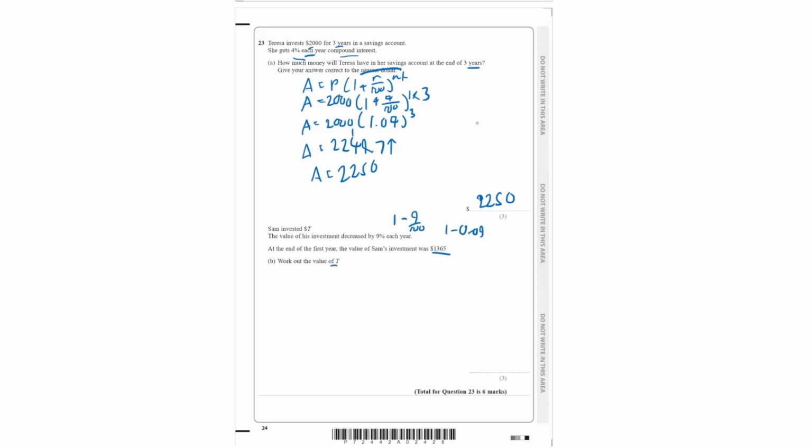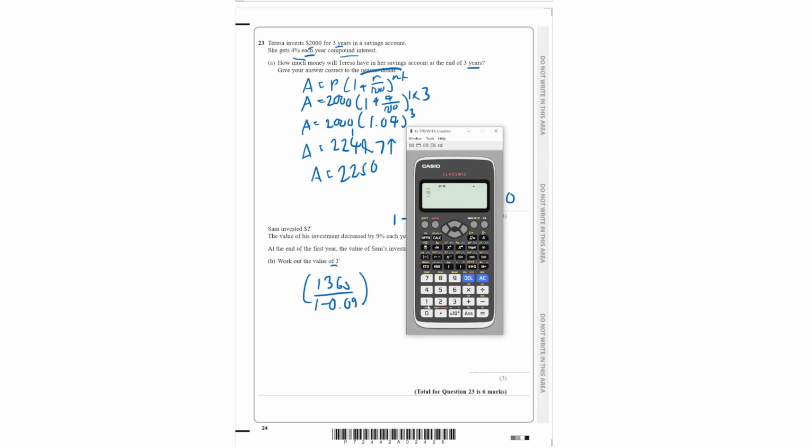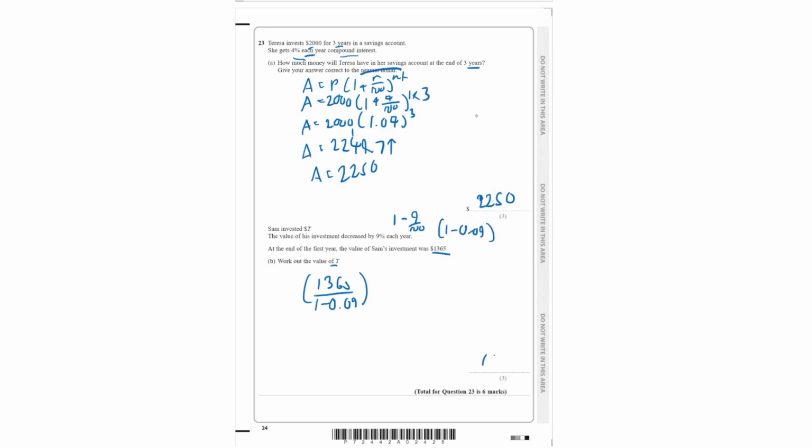So since we know that it decreased by 9%, this is simply 100 minus 9%. So we can simply write here 1,365 divided by this value, so 1 minus 0.09. We can put brackets here, and we can use our calculator to find the answer. It is 1,365 divided by (1 minus 0.09), which is 1,500. Considering that his investment decreased, the initial amount will be greater than the final amount.